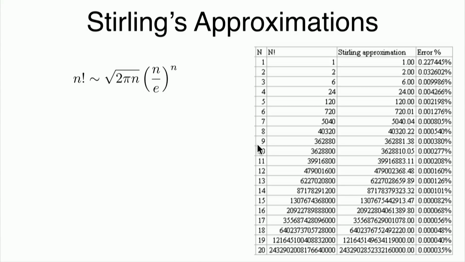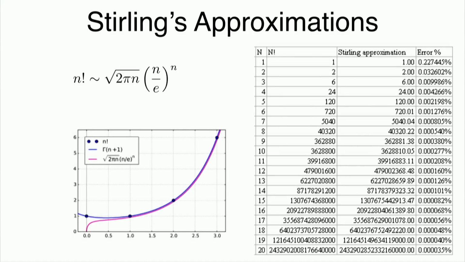For example, if you look at n equals 10, then here is n factorial, and here is Stirling's approximation. And you can see Stirling's approximation is off by 0.0002 or 0.0003%. So already for n equals 10, it's very, very accurate. Okay, and here's a graph that shows n factorial relative to its Stirling approximation, and as you can see here, the graph already for maybe even 3, if you look at this table, looks pretty much the same. So this is a very good approximation.